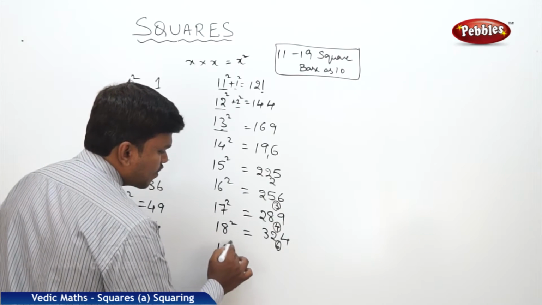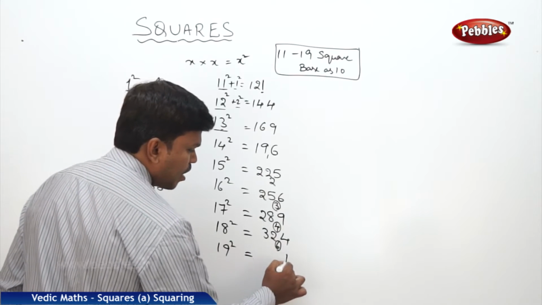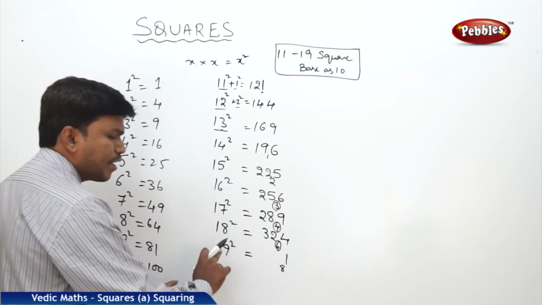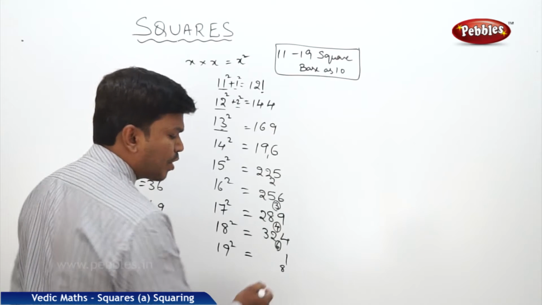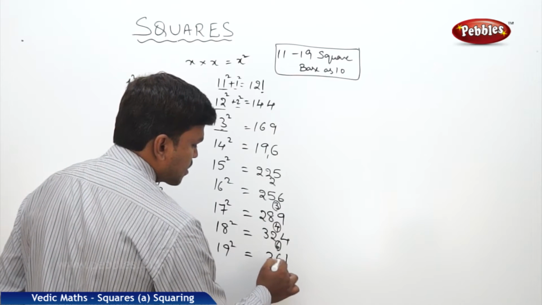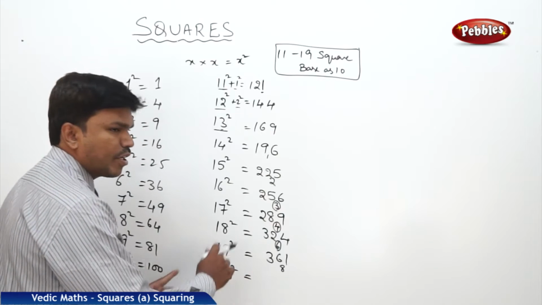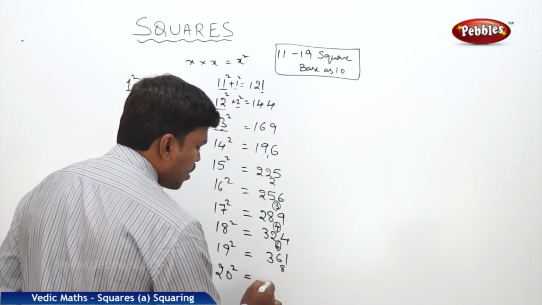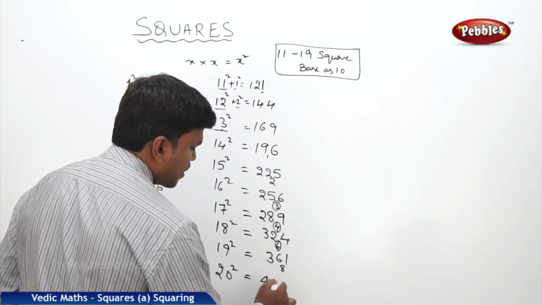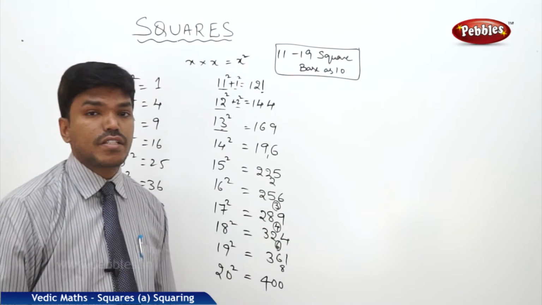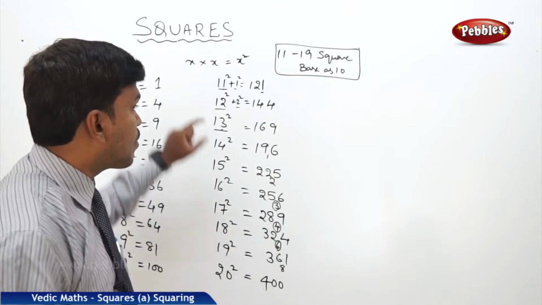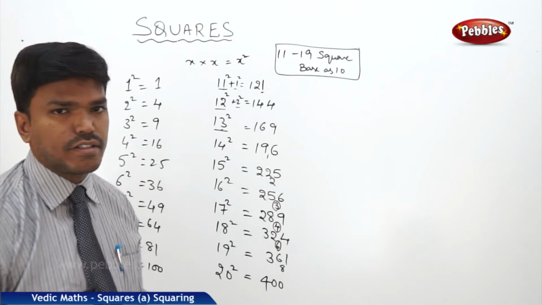Now 19 square, 9 square, 81. Drop 1, carry 8. 19 plus 9, 28. 28 plus 8, 36. Now 20 square, it's easy. Anybody can say 20 into 20. That is 2 square is 4. And how many zeros? 2 zeros, we get 400. So like this we can easily remember from 11 to 20.